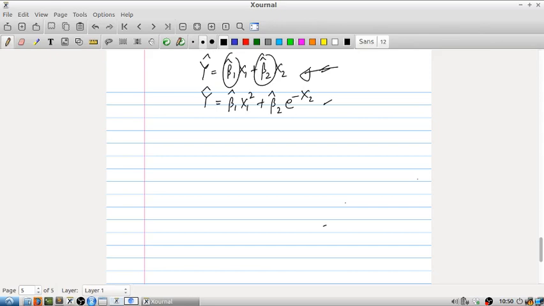So which function do I pick? For that, I want to bring in the notion of an objective. And in linear regression, you've already seen this objective. It's just the least squares objective.